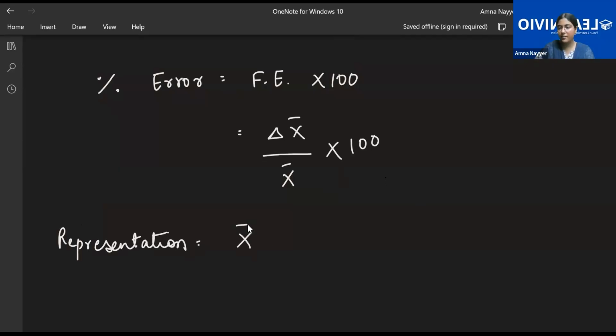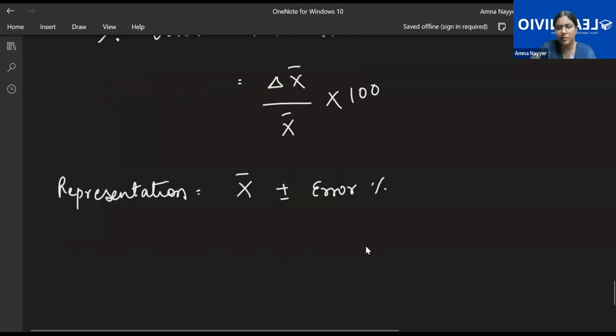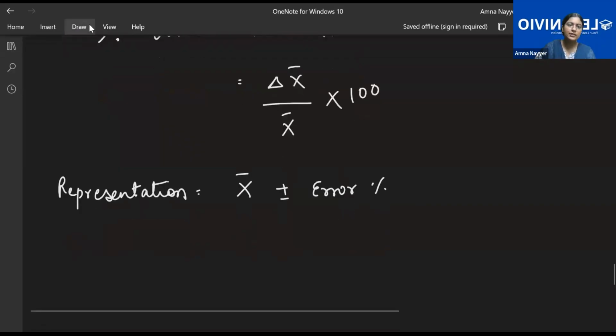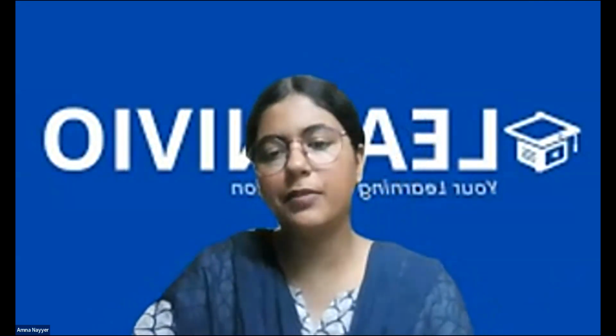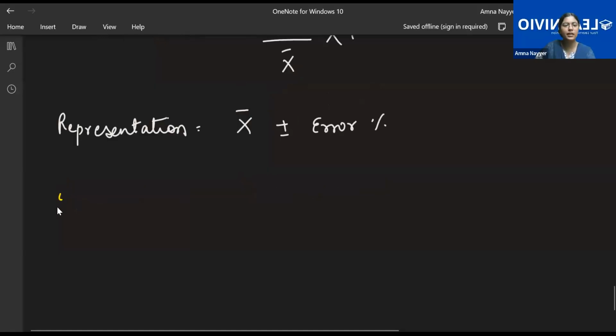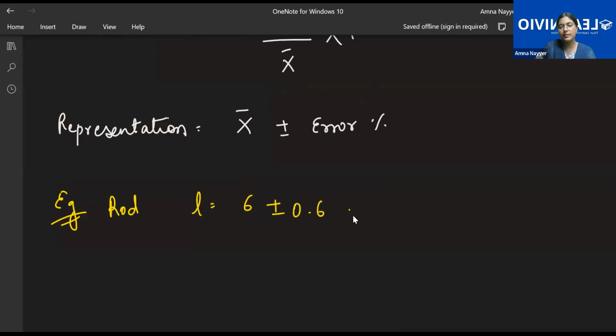So this will be whatever is the mean value plus minus whatever is the error percentage. If you have the percentage given, if only absolute mean error is given, you're going to add and subtract that only. Let's take a small example where we have a length. A rod is there whose length we are calculating. So example, let's say a rod is there whose length that we've calculated is 6 plus minus 0.6 centimeter.